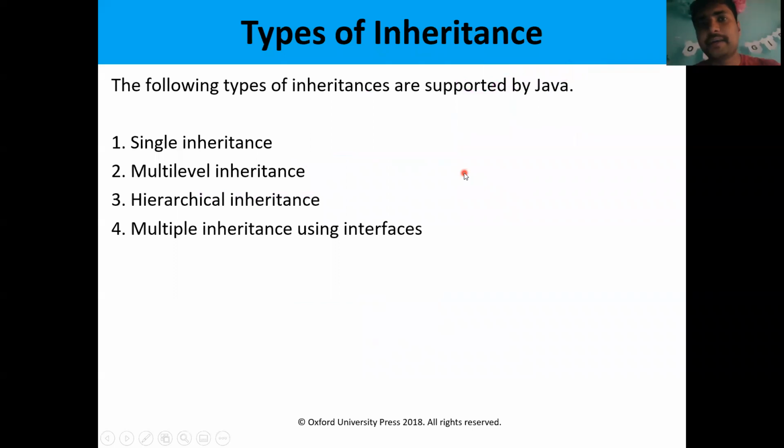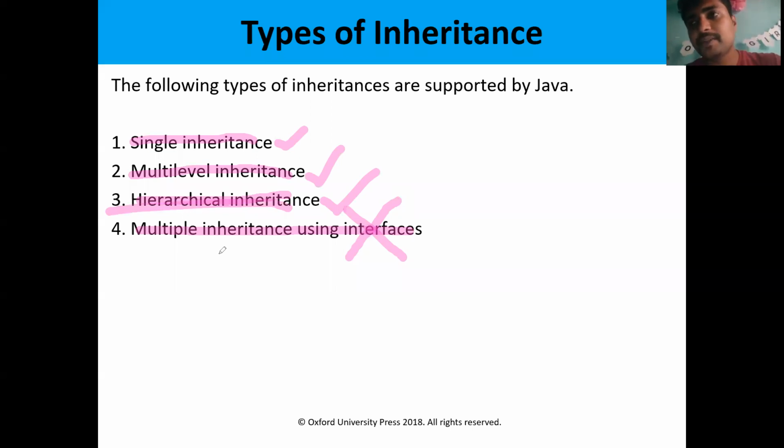Next, we have many types of inheritance. First, single inheritance. Second, multi-level inheritance. Third, hierarchical inheritance. Fourth, multiple inheritance using interfaces, which is not done in Java. Java supports only three types of inheritance: single inheritance, multi-level inheritance, and hierarchical inheritance. Java doesn't support multiple inheritance.